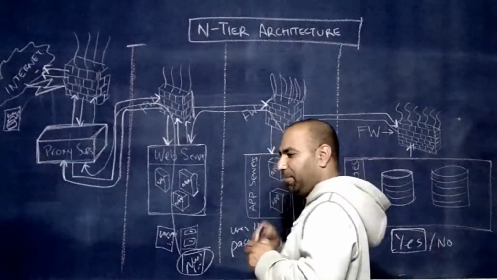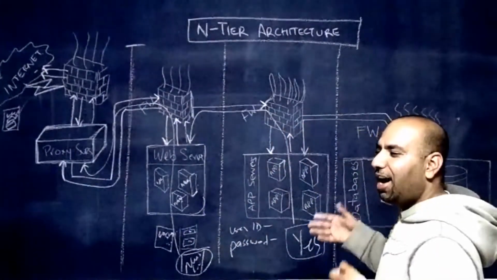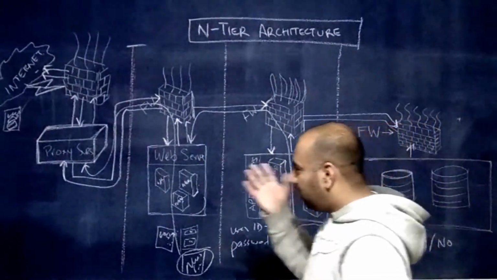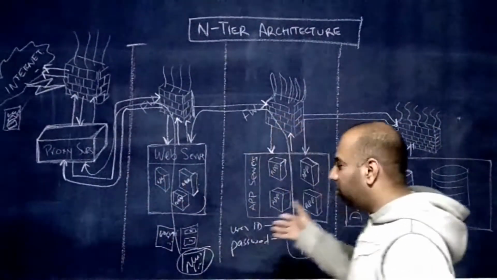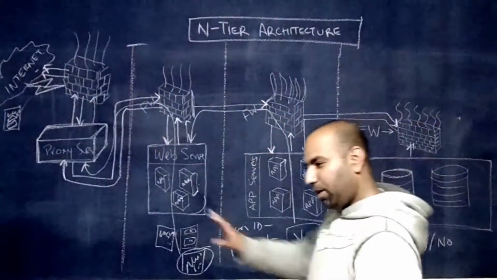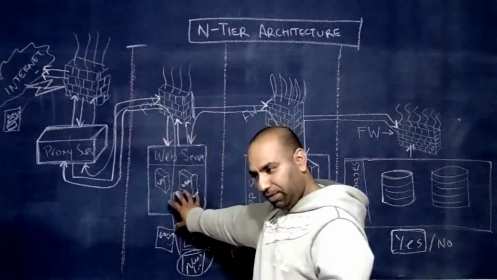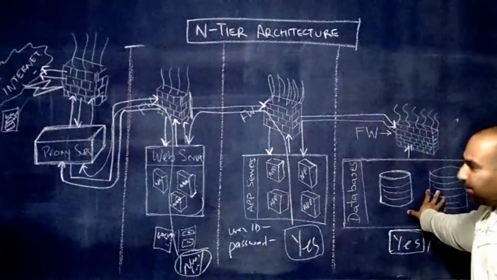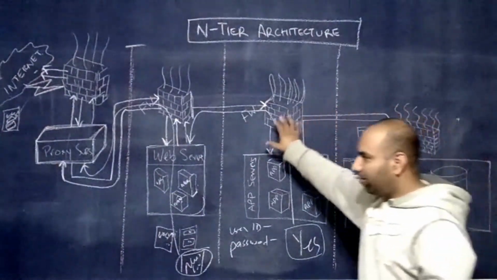We're getting into programming. But this is overall N-tier architecture that separates different layers that you have to go through to get to your data in a web environment. So you got proxy servers, you got web servers, you got application servers, and you got your database servers. Each protected with a firewall.